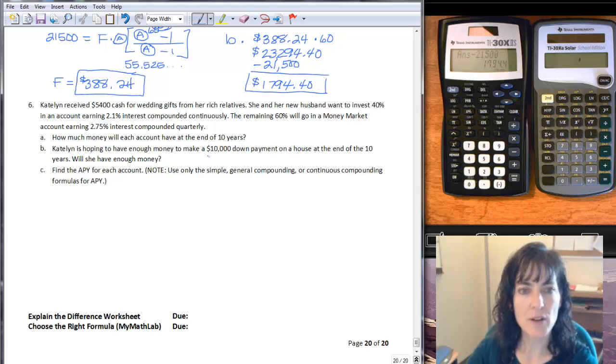Caitlin is hoping to have enough money to make a $10,000 down payment on a house at the end of the 10 years. Will she have enough money? And then find the APY for each account.